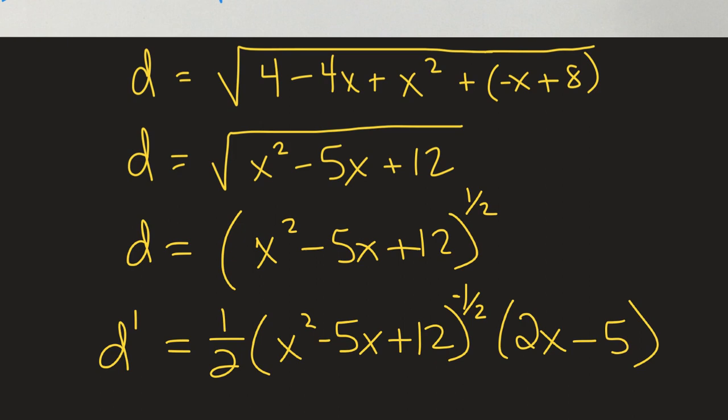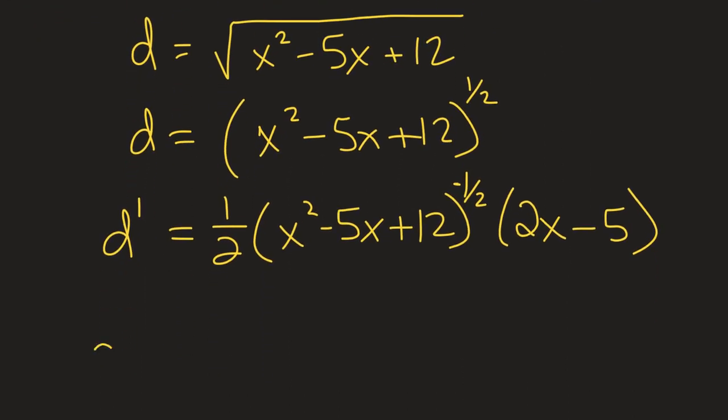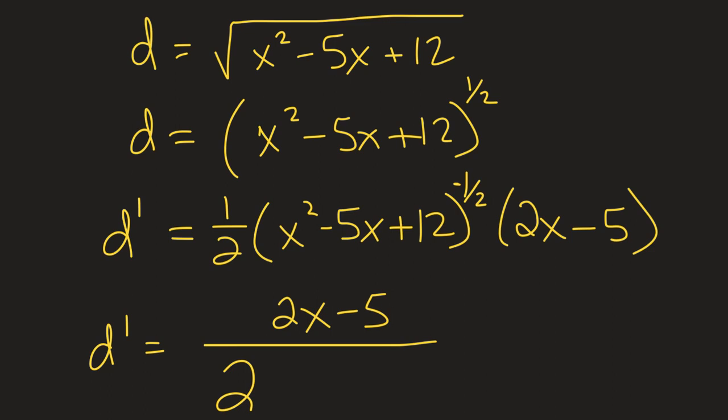Okay, I guess we can do a little bit of simplifying if we want. And we can put the 2x minus 5 on top, right? That's the numerator. That's your stuff on top. We had a 1/2, so that's a 2 in the denominator. Right, this is the square root. This negative 1/2 becomes a square root in your denominator. x squared minus 5x plus 12.